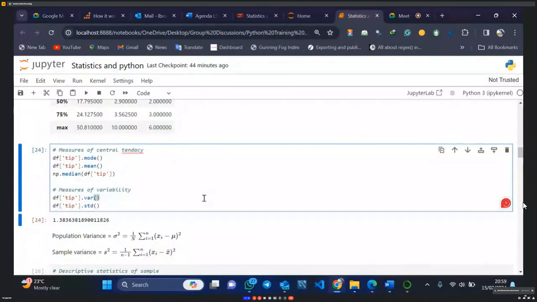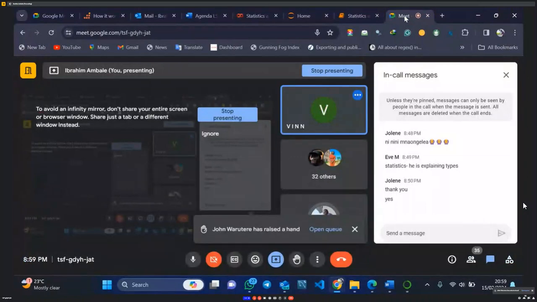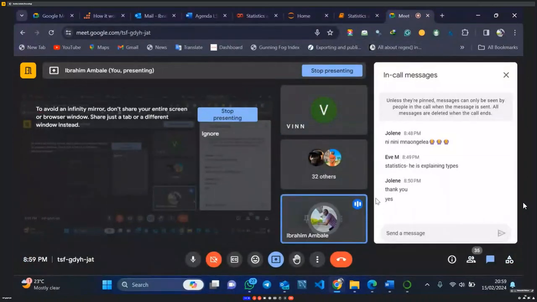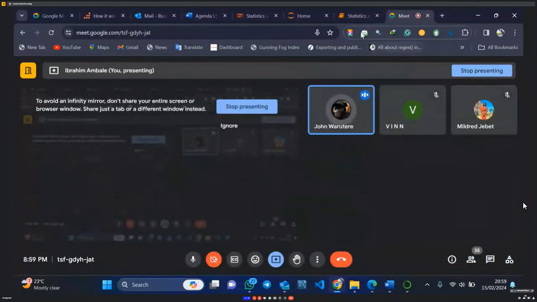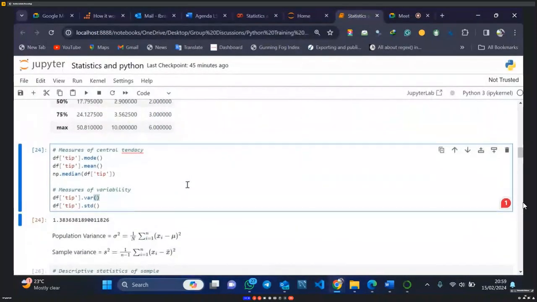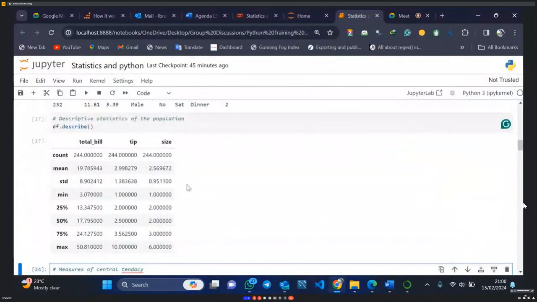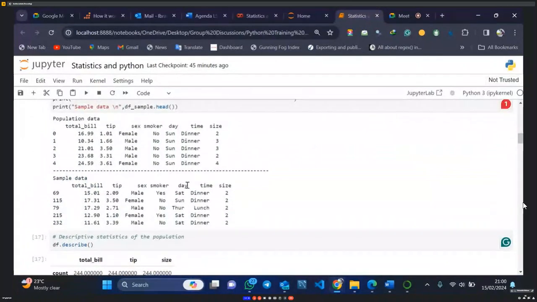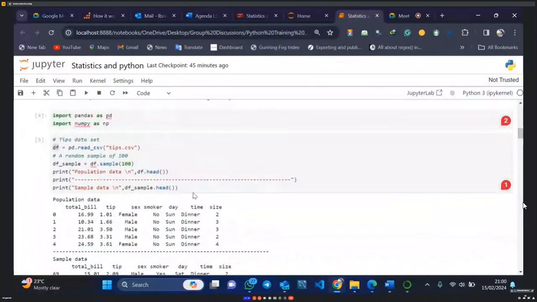Hey, Brian, I see someone has raised their hand. Sorry? John, I think. I cannot see that. Warutere, John? I wanted to ask, for this sample, is it picked at random or is there a criteria for picking a sample?